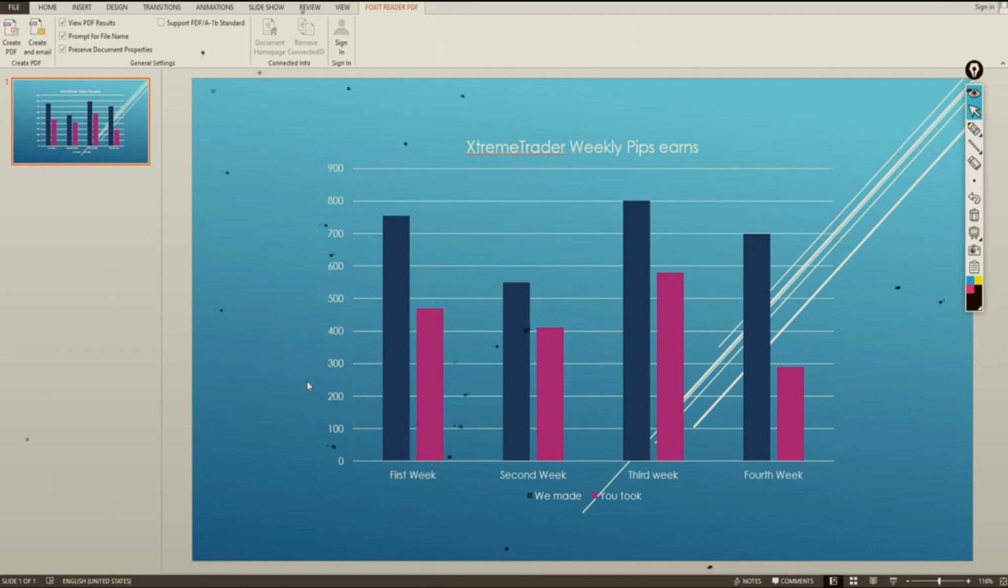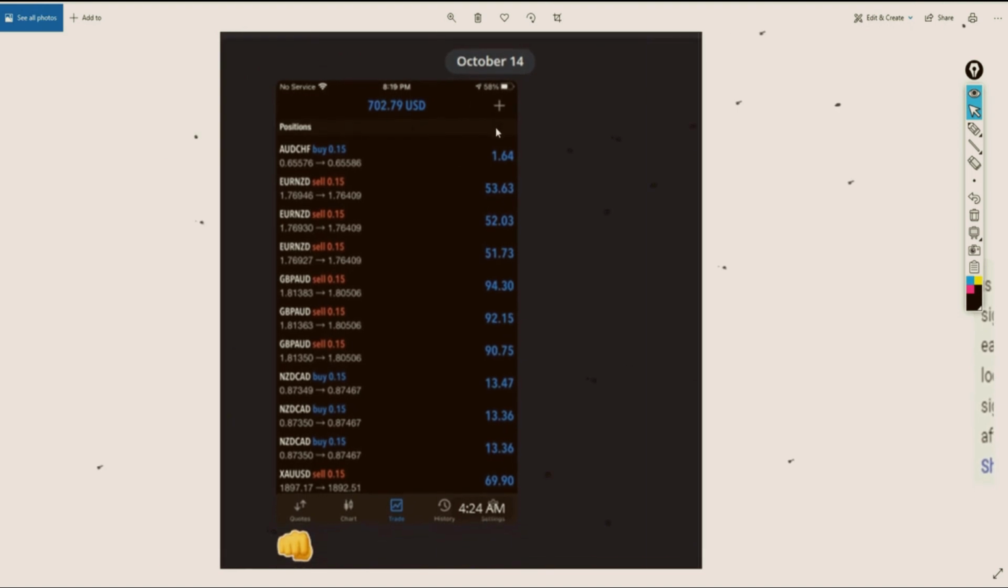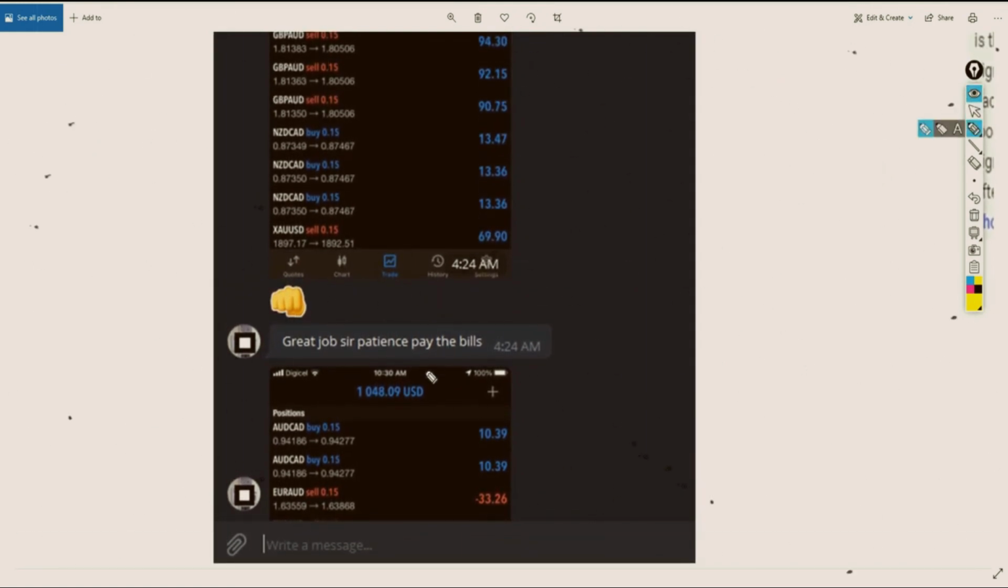Let me show you a very good example of 2 different people. Here, my friends, is one of the traders. On October 14, he sent me this picture, and as you can see, he made in just 1 day $702 of profit. The day after, he made $1,048 of profit.